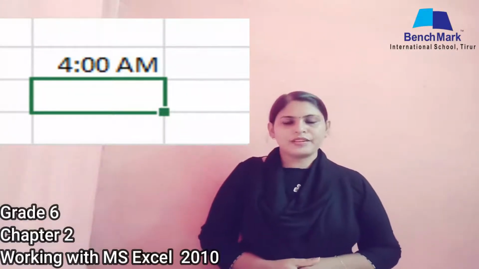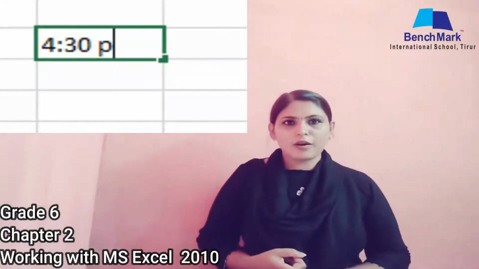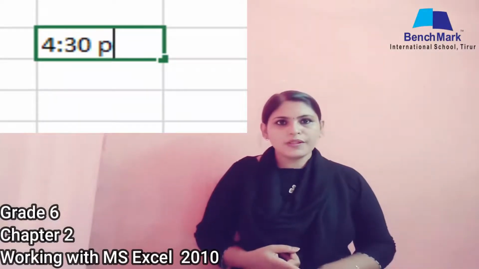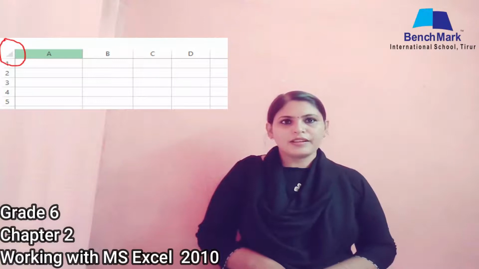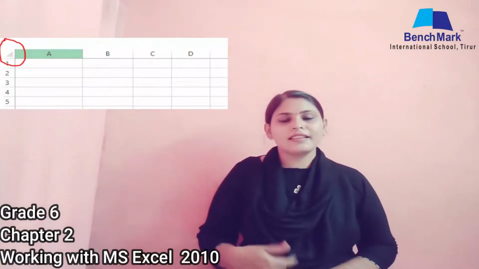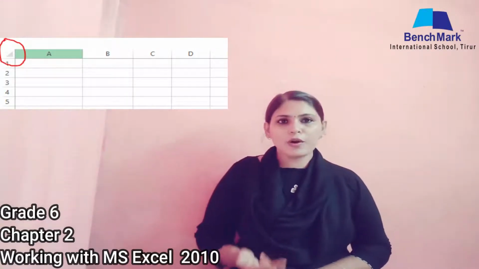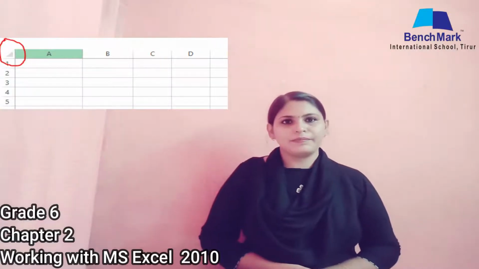4:00 AM. Suppose you want to type the time 4:30 PM. For displaying 4:30 PM, you have to type 4, then put a colon, then 30, then a space, then type P. Then press the Enter key, then the time will be 4:30 PM.